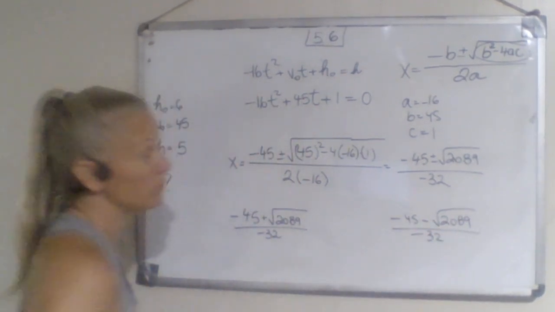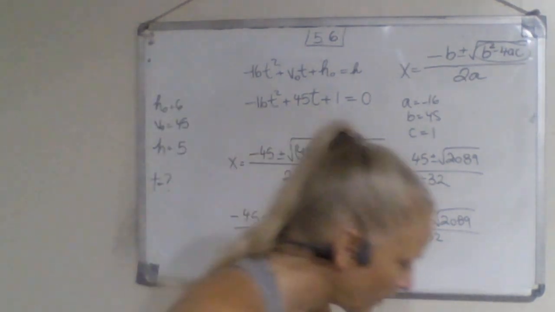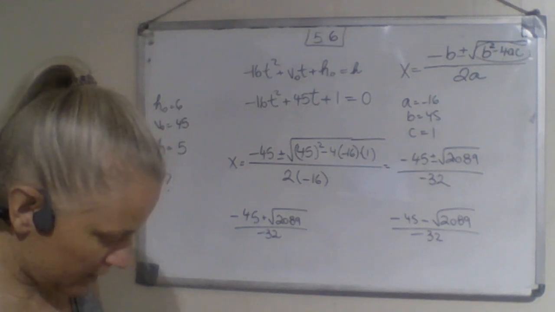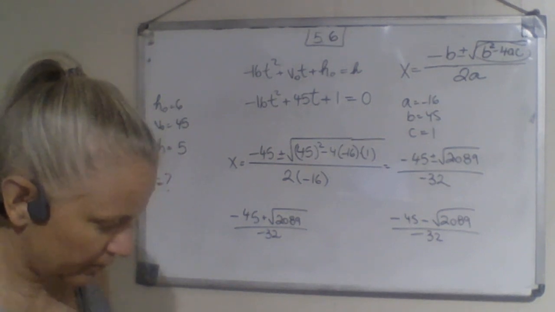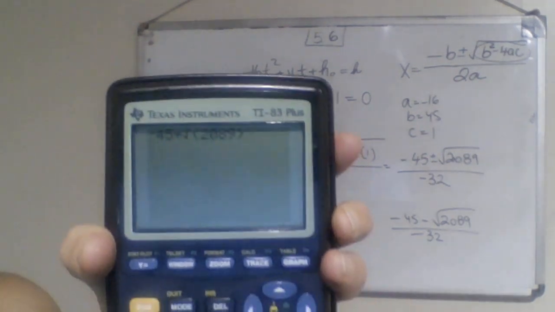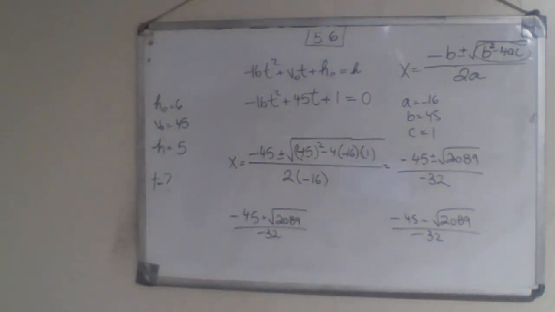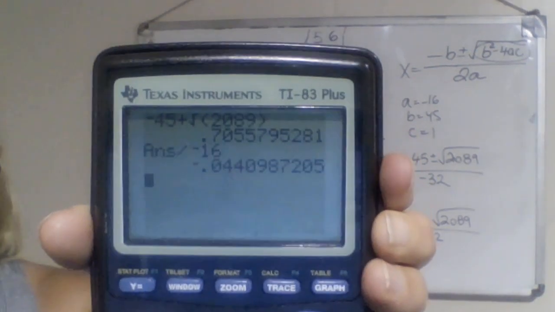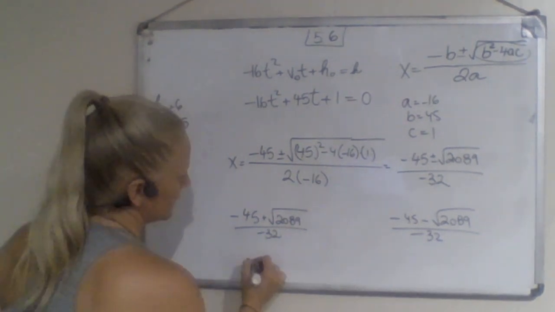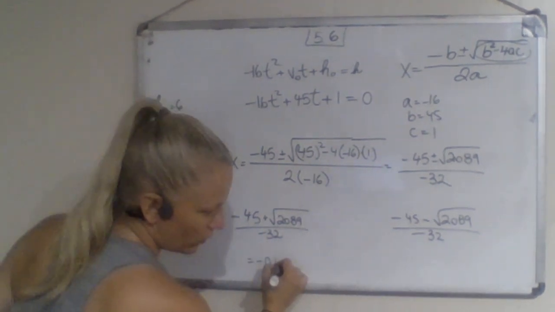And believe it or not, we actually have to solve this. So I'm going to put the top in there: negative 45 plus the square root of 2089, just like this. I hit enter. I divide that by negative 16. And here's the problem. We get a negative number. It doesn't matter what it is, but we're going to write it down. I get negative 0.044.